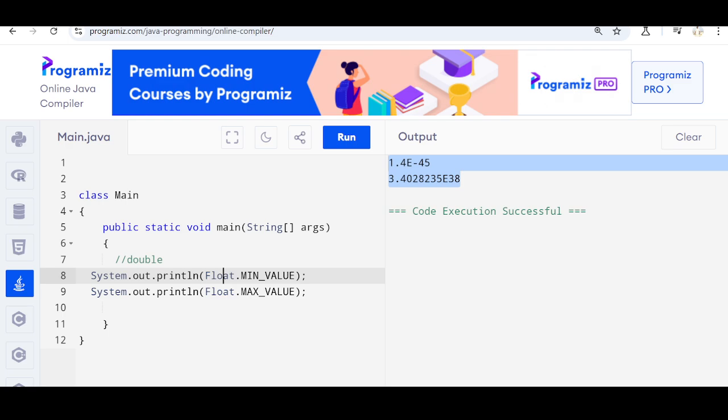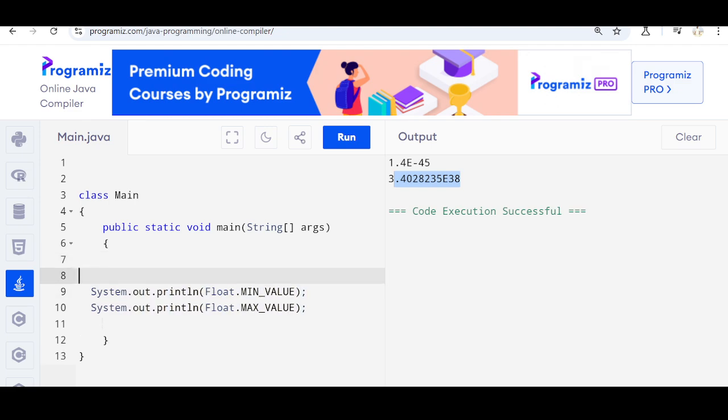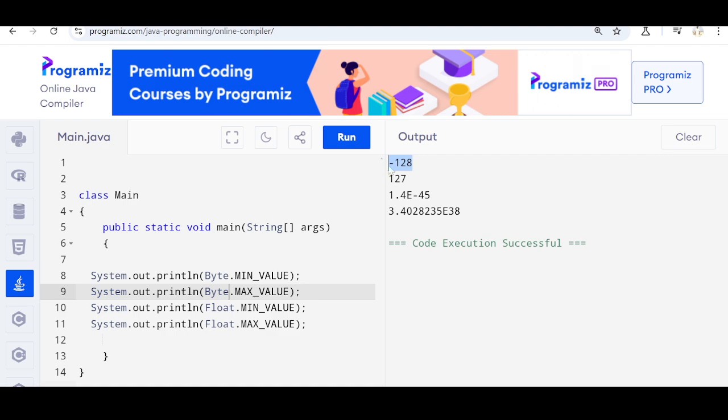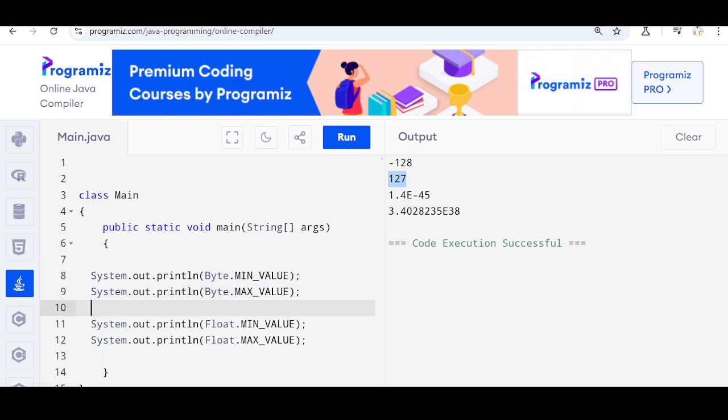There is a class called Float, and there is a constant called MIN_VALUE. If you use this in the System.out.println statement, you will get the min value and the max value. Not only for float, you can get the values for byte, short, and long. Your intention is not to memorize, and still you want to find the min and max value for the byte data type. For byte, you get minus 128 as the minimum value and plus 127 as the maximum value. So this is how you can find it if your intention is not to memorize.